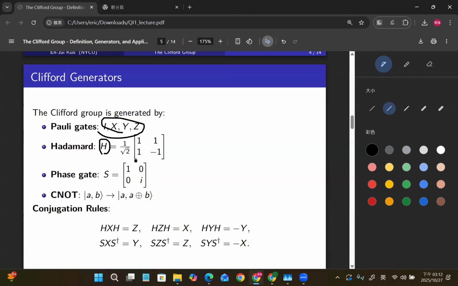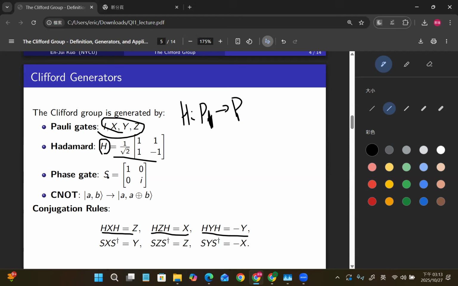More interestingly is Hadamard, right? Remember that Hadamard will just map X to Z, map Z to X, and map Y to negative Y. So Hadamard indeed stabilizes Pauli, because it maps Pauli to Pauli. Hadamard maps X to Z, Z to X, and Y to negative Y. So Hadamard maps Pauli to Pauli.